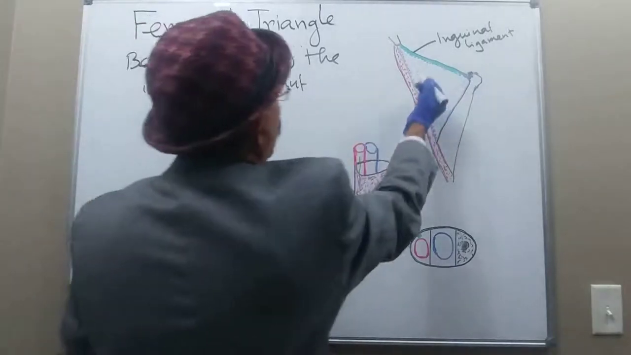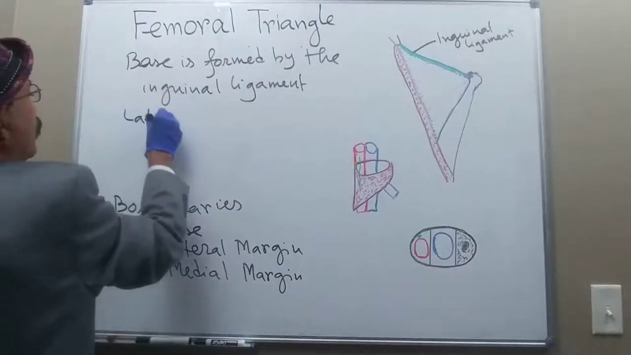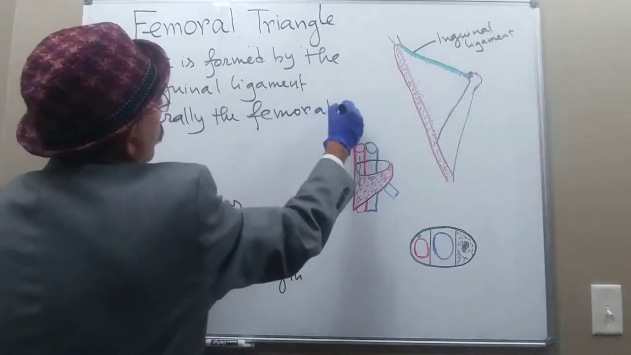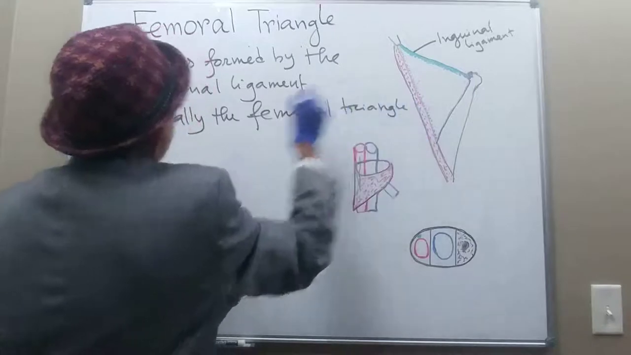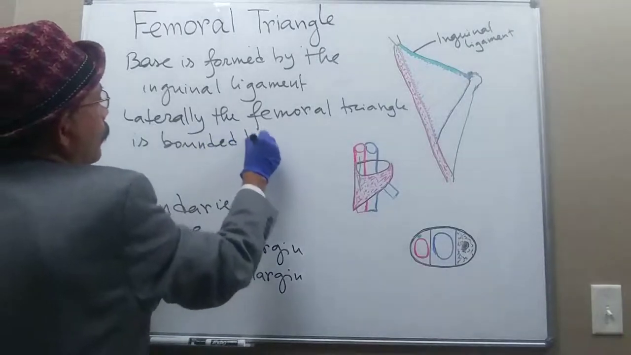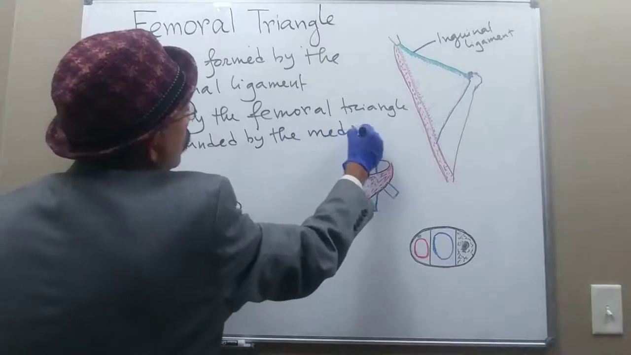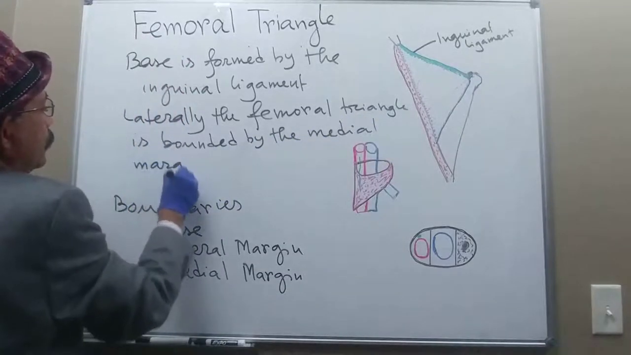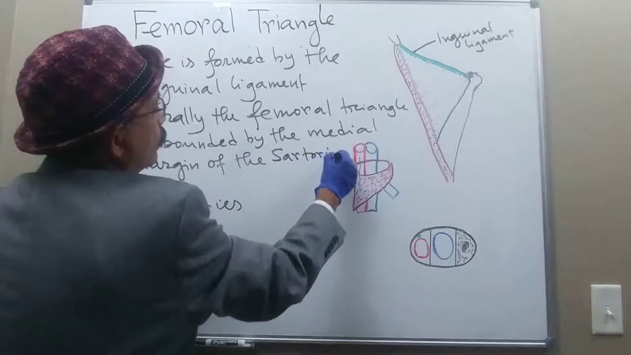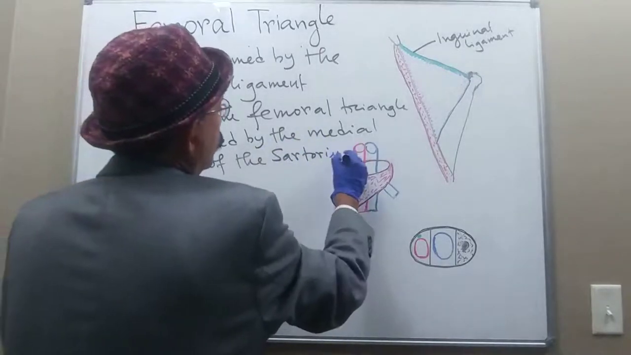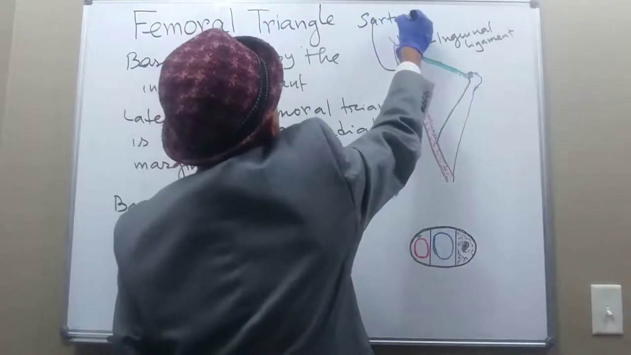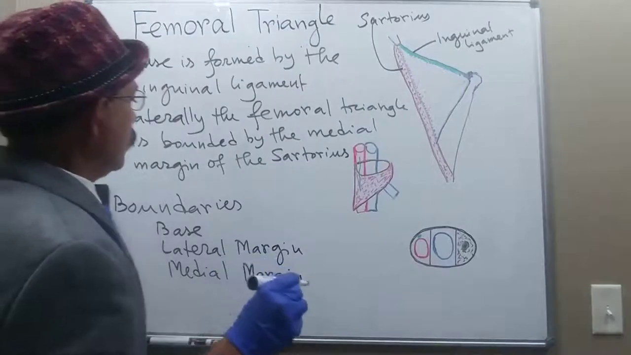Then, laterally, the femoral triangle is bounded by the medial margin of the sartorius muscle. So this is the sartorius. We got the lateral boundary.